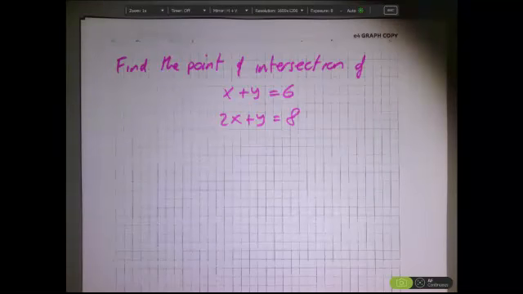Okay, so the video today is about all the different ways that you can find the point of intersection between two straight lines. So a quick run back over it.